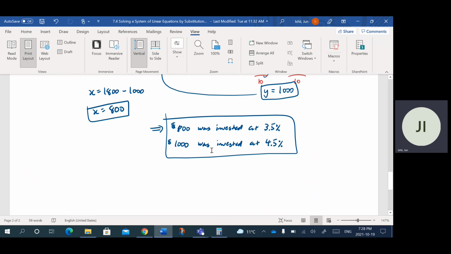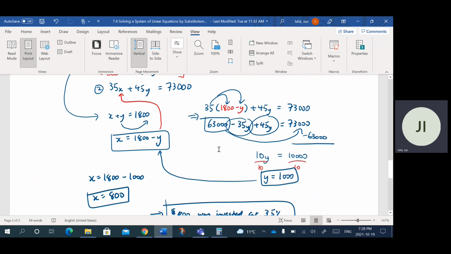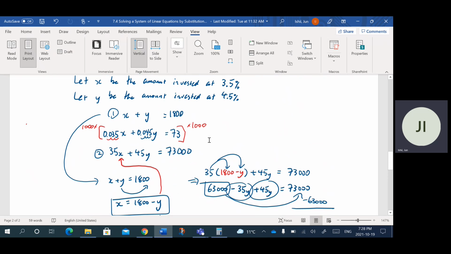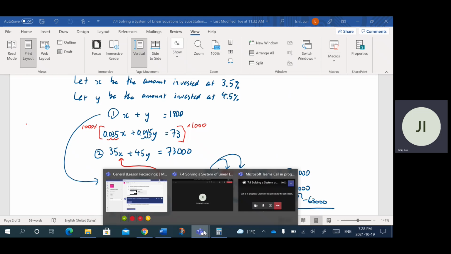All right, cool. So that's it. So that's solving by substitution. Again, you're taking one of the equations, isolating a variable, and plugging it into the other one. All right, cool. That's it.